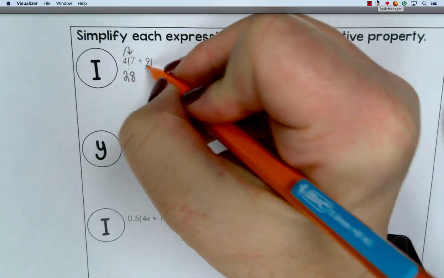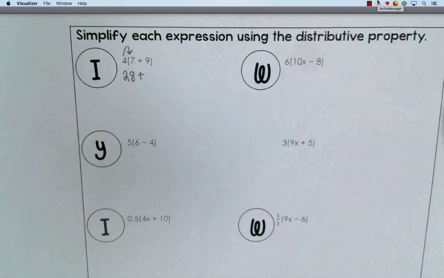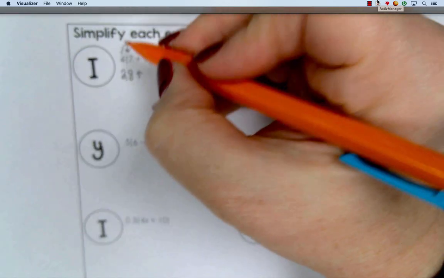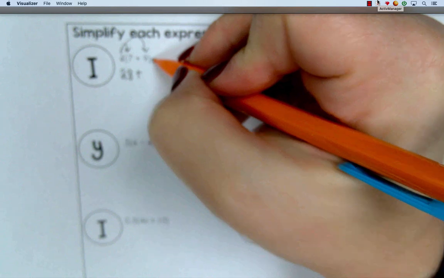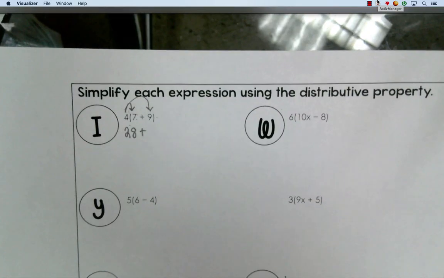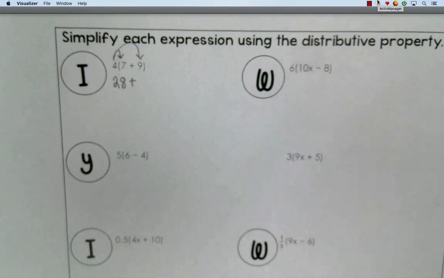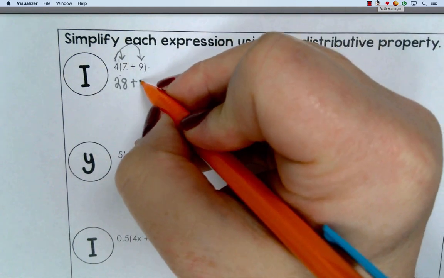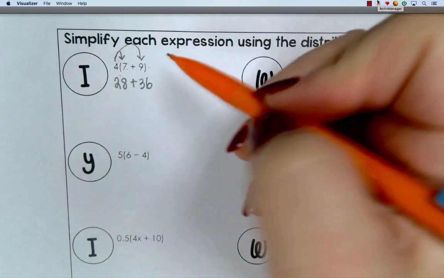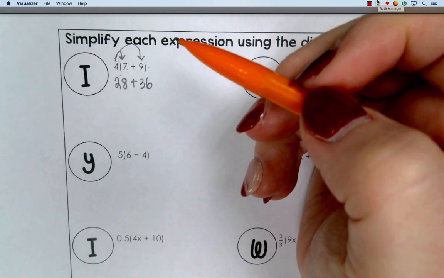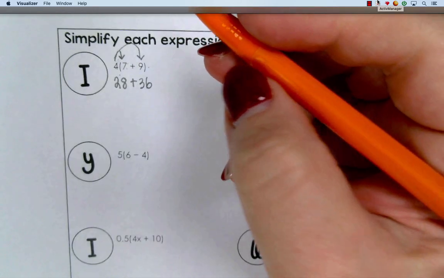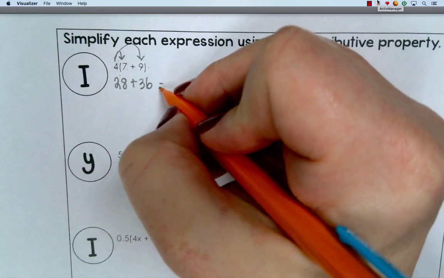Okay. Bring down the operation symbol inside your parentheses. Then multiply your outside number by the second inside number. That's blurry, sorry. And you get 36. Now we're going to simplify 28 plus 36. Okay, so 28 plus 36 is 64.